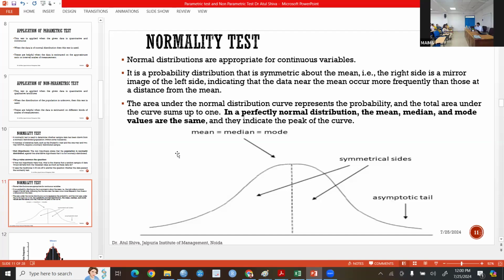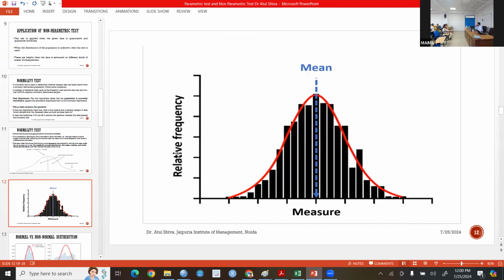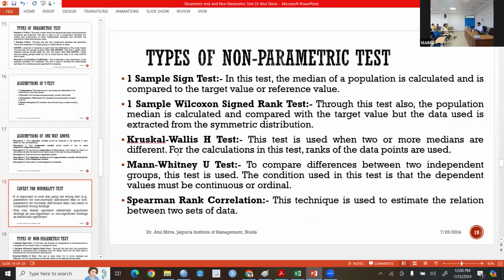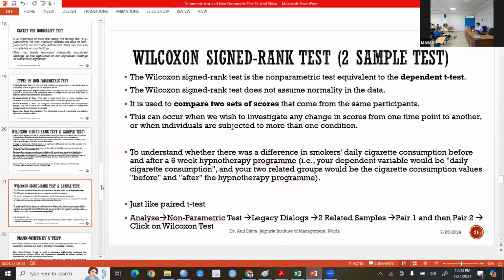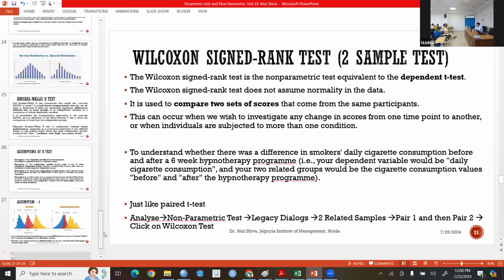So in a perfectly normal distribution, the mean, median, and mode are the same, right? In the perfect scenario. But the peak can vary. So you see that the middle value is called the mean value for a parametric test. But if we find that the values are not normal, let me give you a picture of not normal.